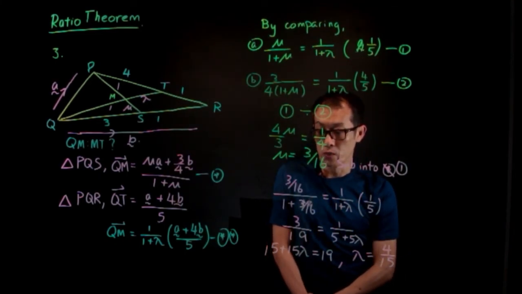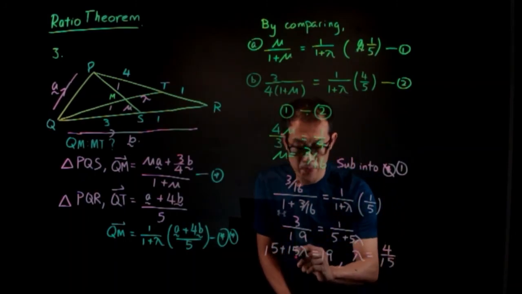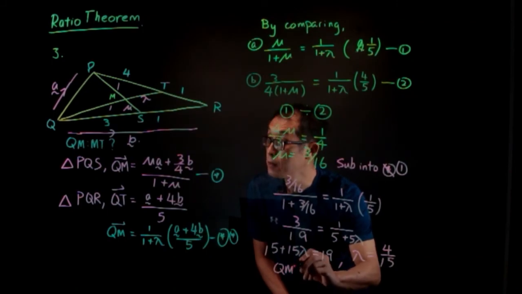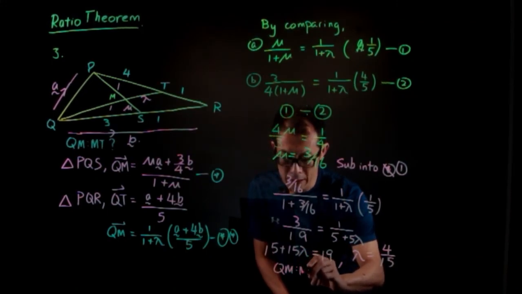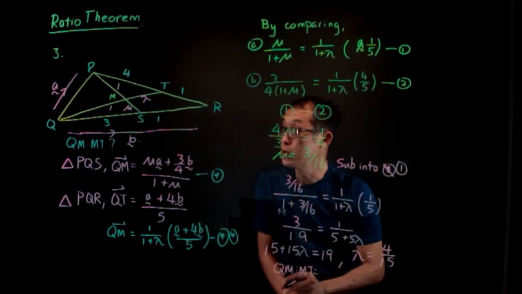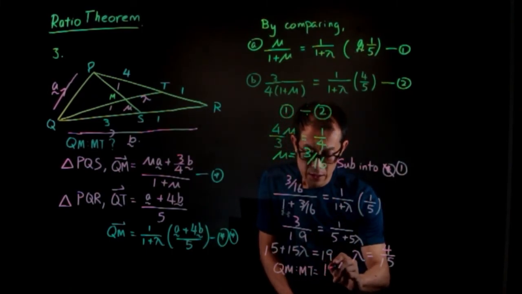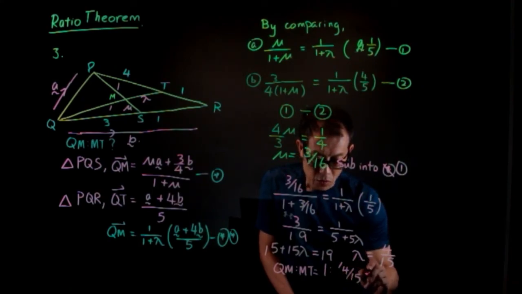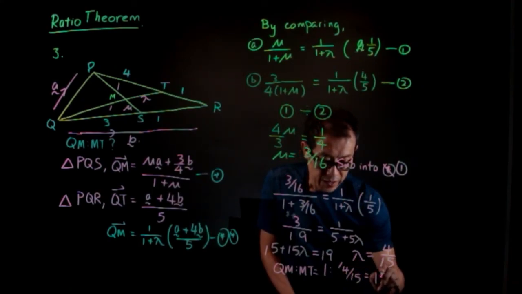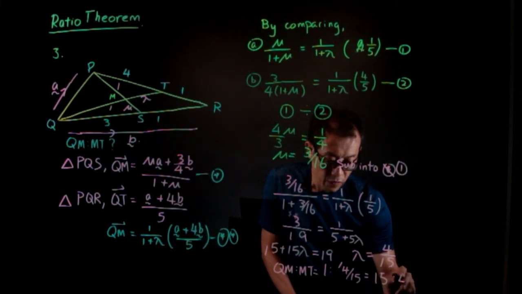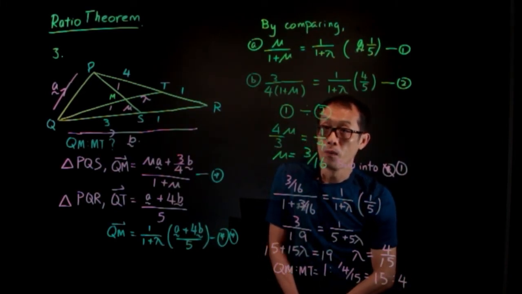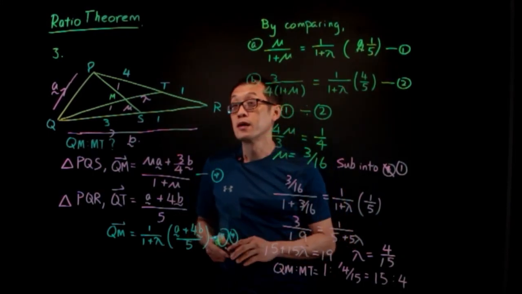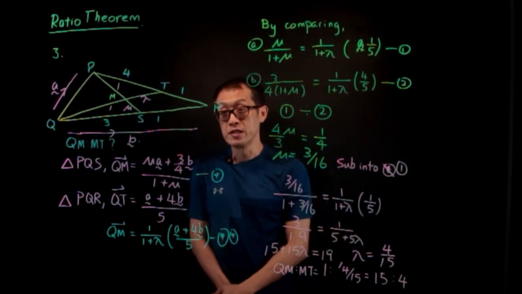So what is the ratio? QM is to MT will be equal to 1 is to 4 out of 15, which equals 15 is to 4. Okay, for that, we come to the end of this presentation.